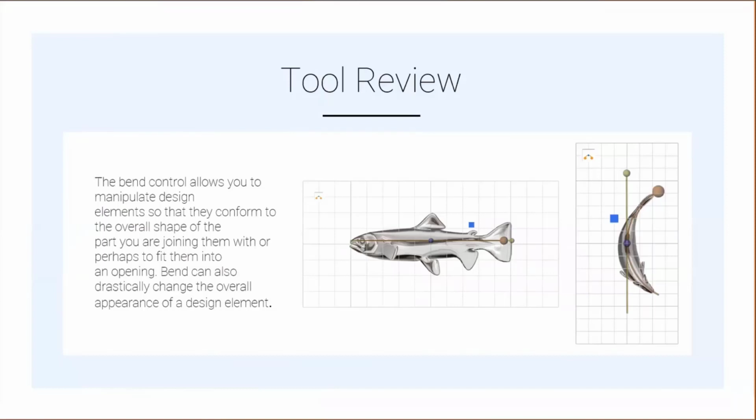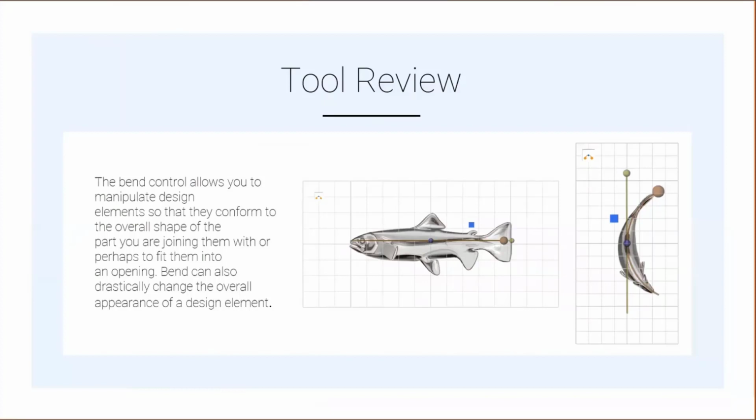Today, we're going to start off talking about bend. Bend is a control that allows you to manipulate design elements so that they can conform to the overall shape of the part that you're joining them with, or perhaps to fit them into different openings. So if you have maybe a split shank, you're trying to set some scroll work into that split. Maybe you're just trying to create a freehand shank and you want to bend the piece around the ring rail. You can utilize the bend tool for that.